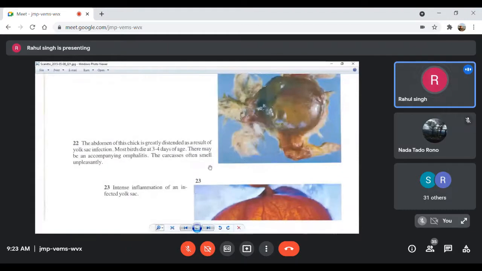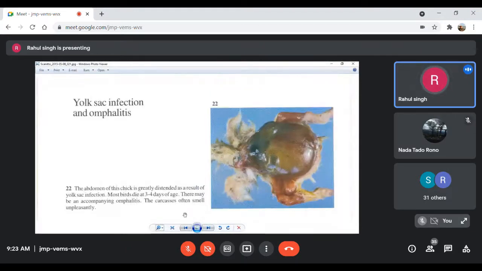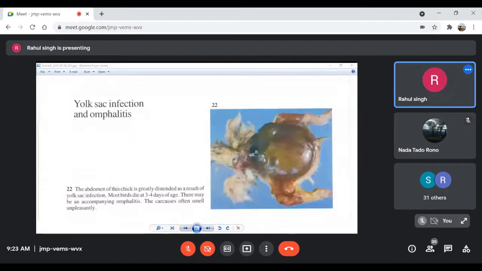This is yolk sac retention disease. Can you see this picture? Yes, sir. This is the chick. Neck of the chick, wings of the chick, small chick. And this is the abdomen. You can see it is greenish, dirty, isn't it? And it is distended, fluid filled, distended. You can see it here.